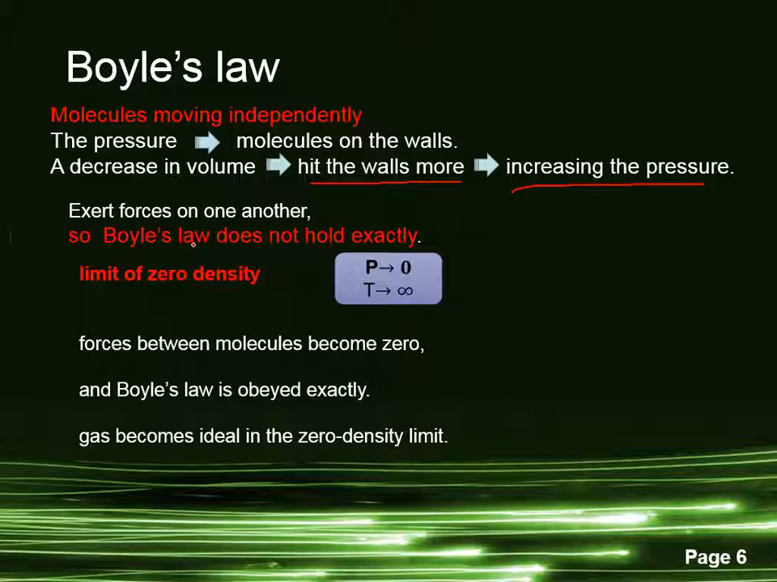But in actuality, the molecules of a gas exert force on one another, so Boyle's law doesn't hold exactly. But in the limit of zero density, which is as the pressure goes to zero or as the temperature goes to infinity, the gas molecules are infinitely far apart from one another. Force between molecules becomes zero, and Boyle's law is obeyed exactly. We say the gas becomes ideal in the zero density limit.